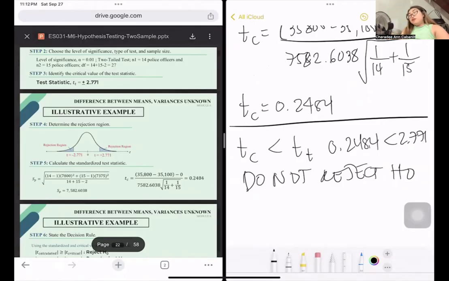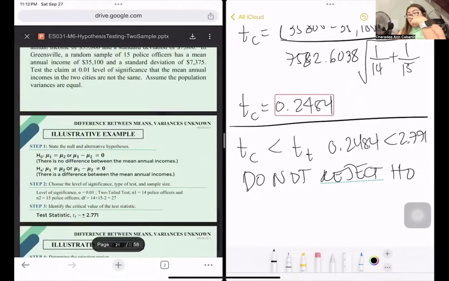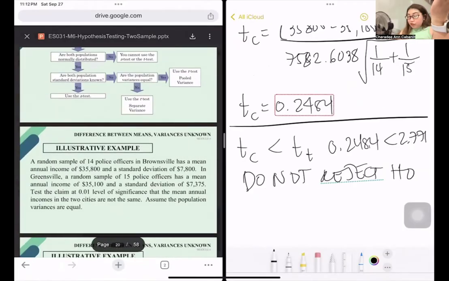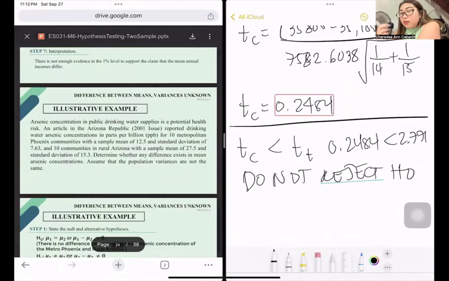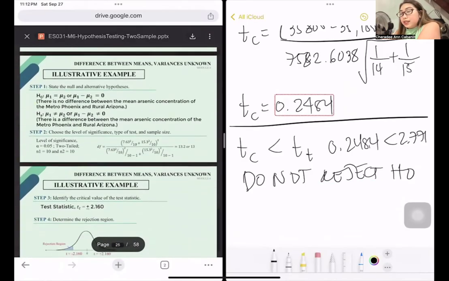So it's not safe to say yet that the income of the police officers in Brownsville is equal to the income of the... do not reject pa man siya. So, same pa sila. The income of Brownsville is equal to the income of Greensville police officers. Okay? Now, we do the same. I'm not gonna put everything in writing anymore for the pooled variance. Ari na lang ta sa discussion on how did you use the DF.